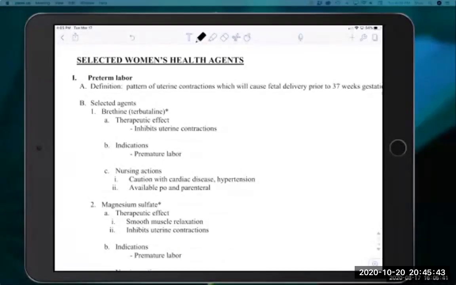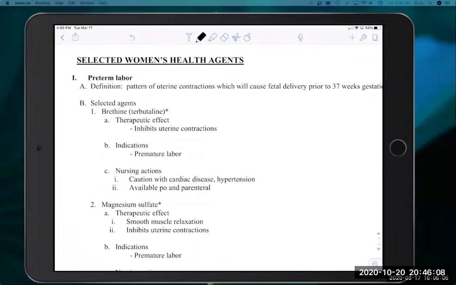All right, so women's health agents. This is in chapter 34, page 524. Select women's health agents. When we're talking about preterm labor, the definition is a pattern of uterine contractions which will cause fetal delivery prior to 37 weeks gestation, right? So that's preterm labor, prior to 37 weeks.